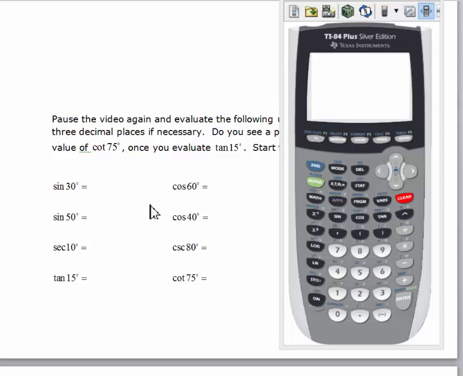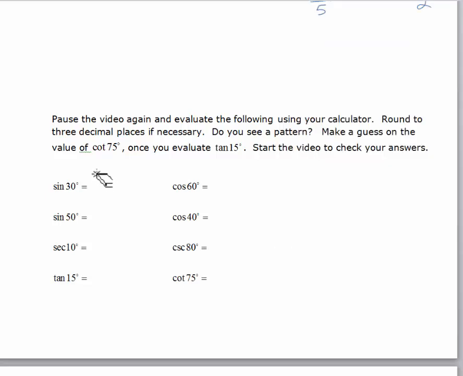Okay, the sine of 30 I already know without using my calculator. The sine of 30 is a half. I know that because of my special triangles, and again, you should have memorized those special triangles by now, but even though in this case I said it's okay to use a calculator, I also know that the cosine of 60 is a half.